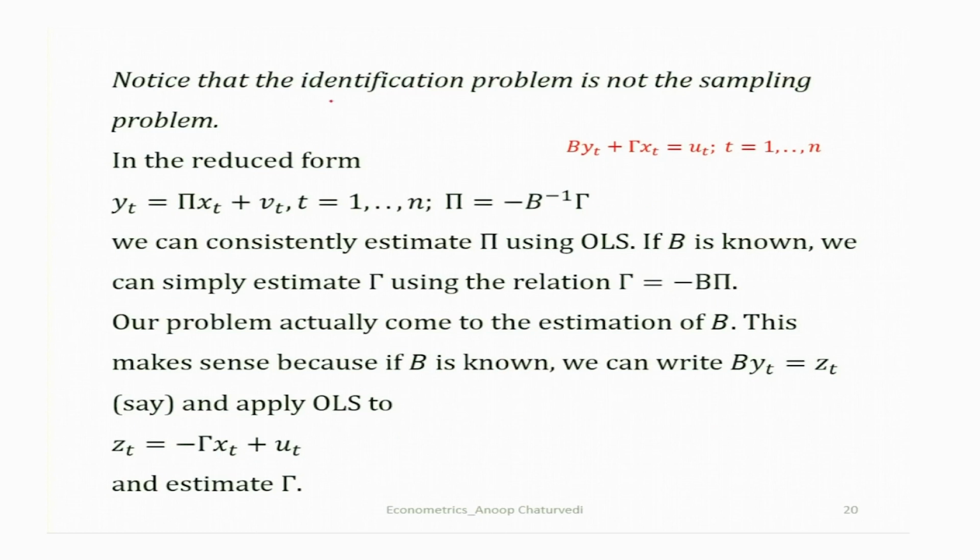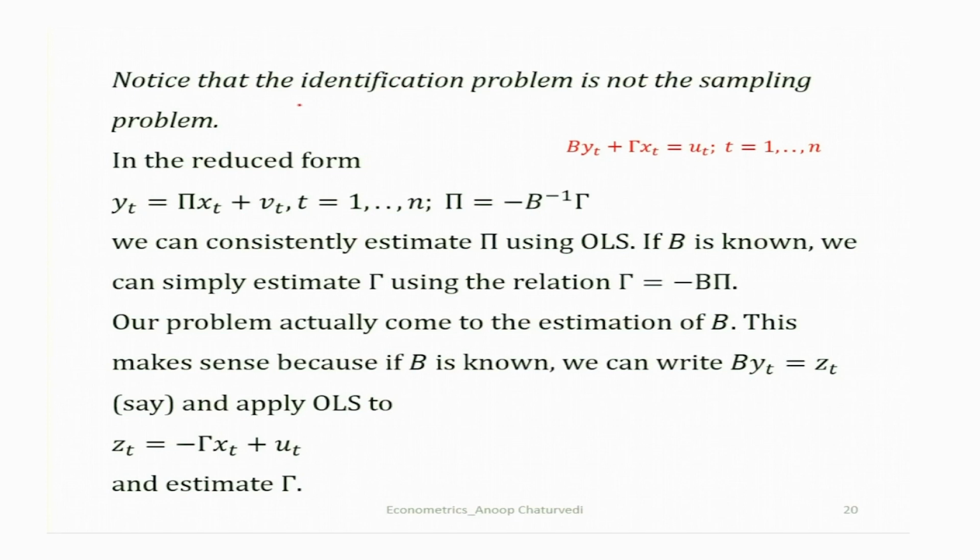Again we notice that the identification problem is not the sampling problem. So, it is not like that you increase the sample size, then you can resolve the identification problem. It is not a sampling problem. The problem is with the structure of the model, with the formulation of the model. So, while formulating the model, you have to be careful that each and every equation is identifiable.